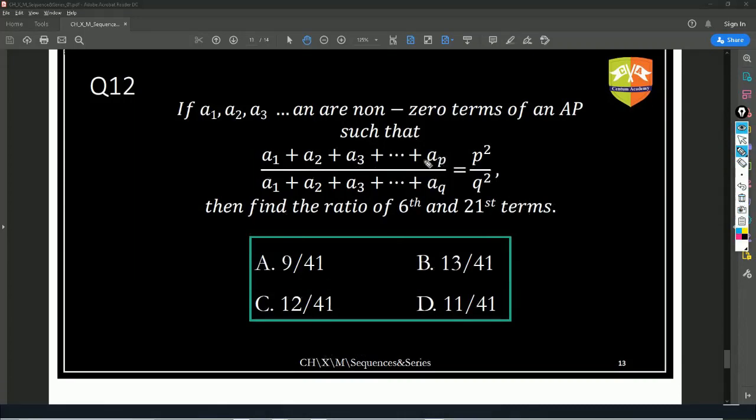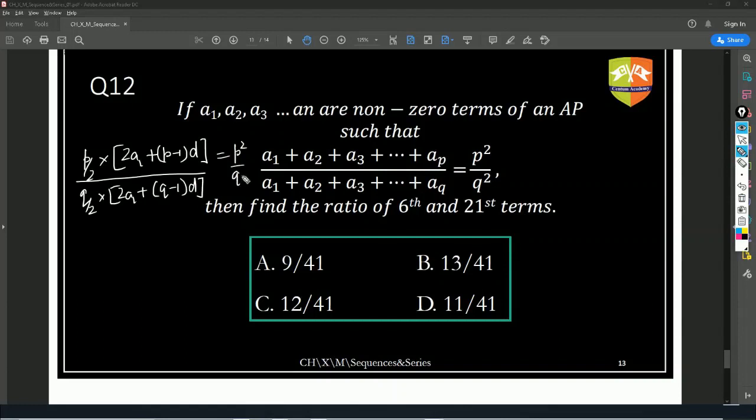There you go. What is this P term? Directly write P by 2 into 2A1 plus P minus 1 D, divided by Q by 2 into 2A1 plus Q minus 1 D, is equal to P square by Q square, right? So this Q and this Q will go, this P and this P will go, this 2 and this 2 will also go. Hence cross multiply, you'll get Q times 2A1 plus Q times P minus 1 D is equal to P times 2A1 plus P times Q minus 1 D.